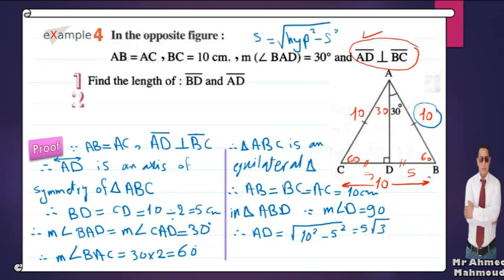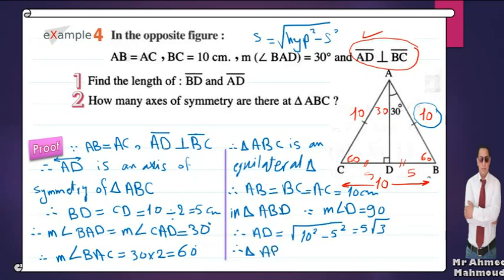Okay, the next required: how many axes of symmetry? Because the triangle is equilateral, therefore triangle ABC has 3 axes of symmetry.